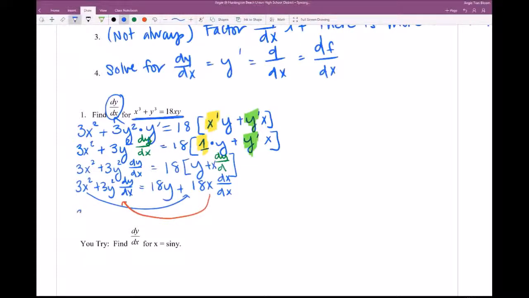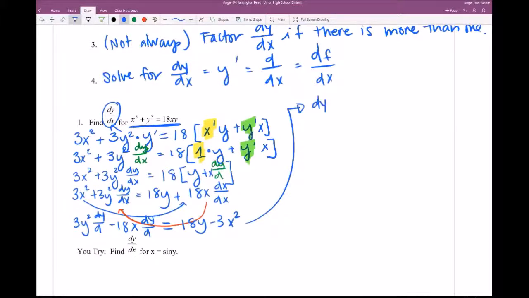So when I do that, I have 3y squared dy dx minus 18x dy dx equals 18y minus 3x squared. Then I'm out of space, so this goes here. Then step number 3 is, it's not always, but in this case we are going to factor out dy dx. So take out your dy dx from the left side. You're left with 3y squared minus 18x equals 18y minus 3x squared. Then we are trying to find the derivative, which is dy dx.